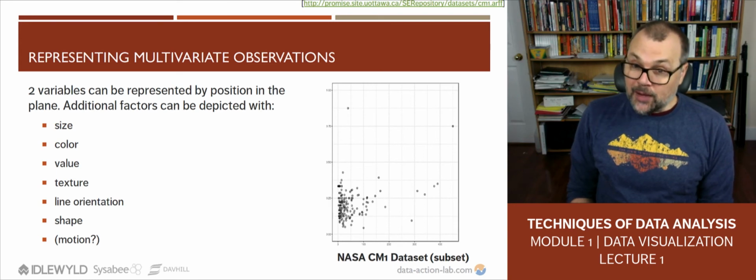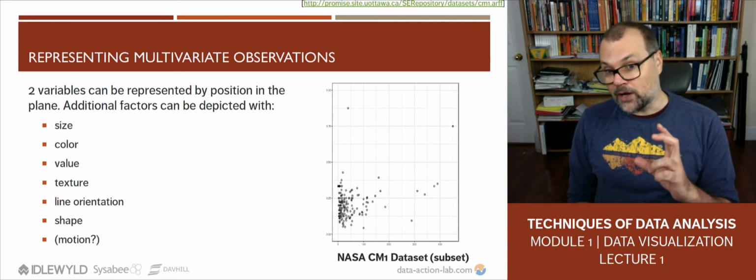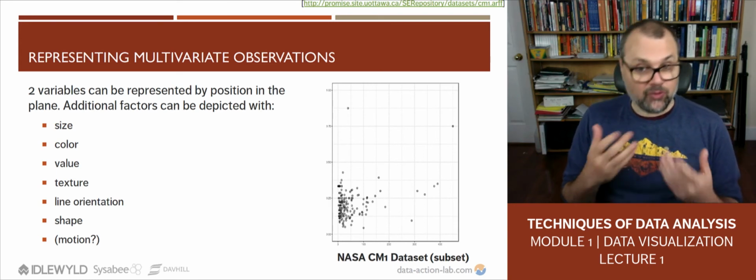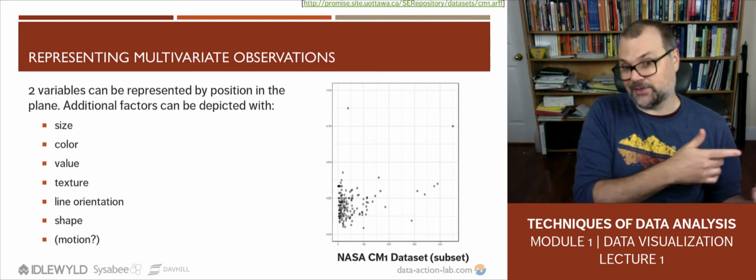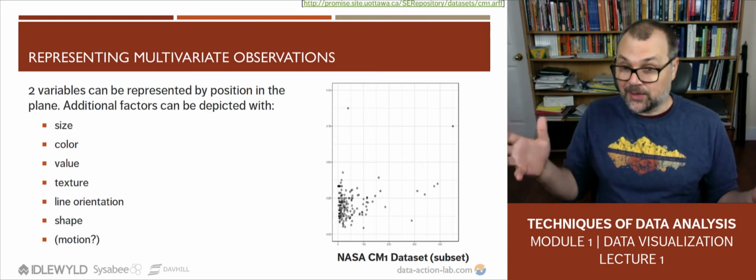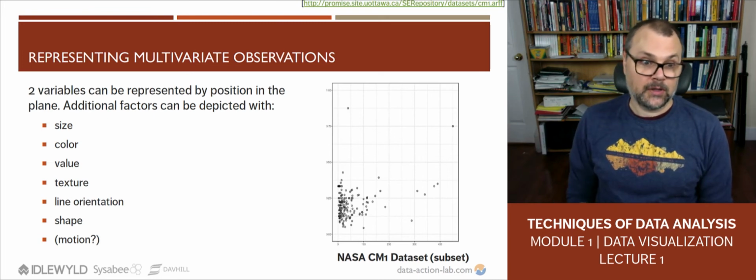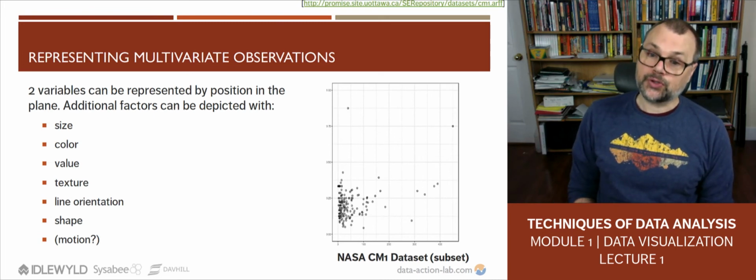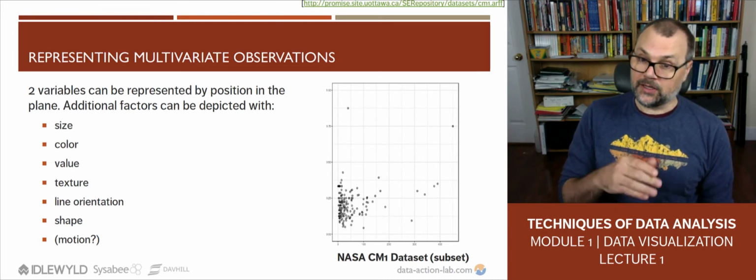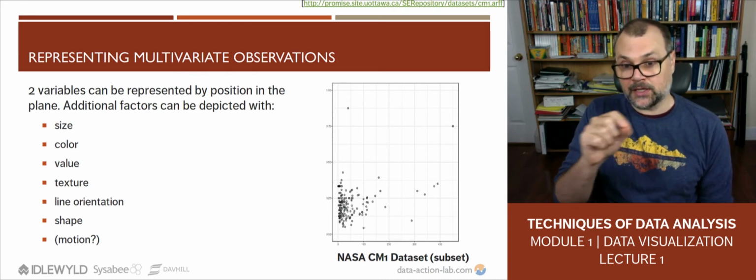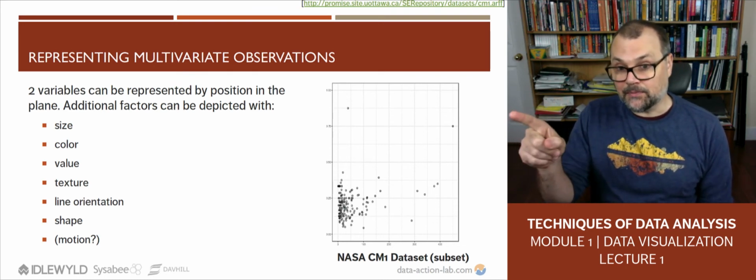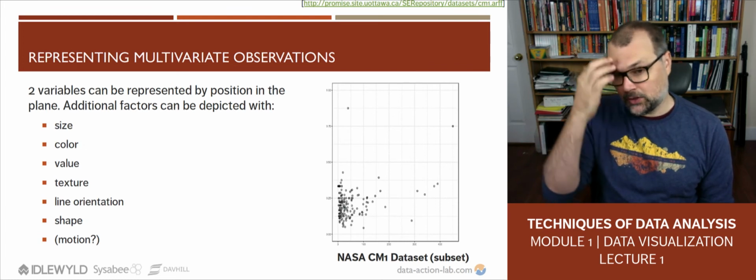You can use the shape. You can have squares. You can have circles. You can have triangles. You can have X's and crosses. There's a lot of little shapes you can use here, diamonds. You can also use motion. Right? You can have these interactive displays that show you what happens over time when time passes, and so you can come up with movements.